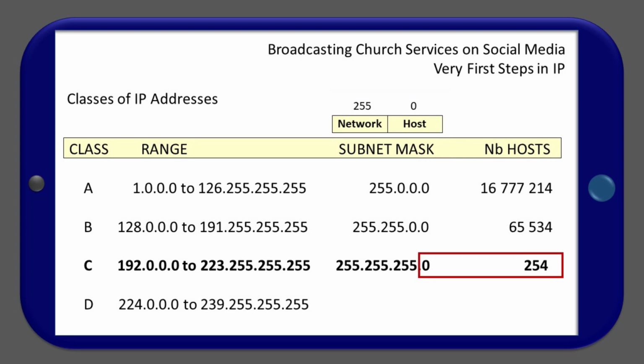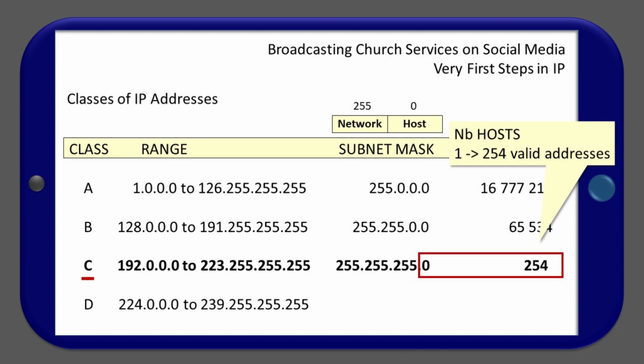In our class C, only one last byte, the last number of the subnet mask, is 0, meaning that only this last number will identify the devices on your network. Then, 254 devices can communicate on your network.